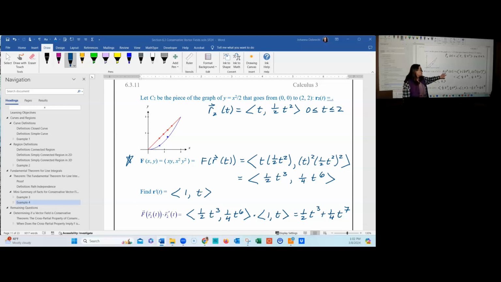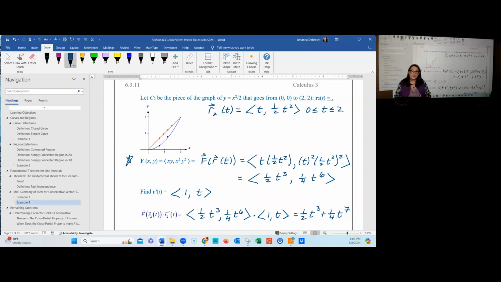Then we can substitute this parameterization into our vector field. When we do this, we get f of r of t will be xy for the first component. So t times 1/2 t squared gives us 1/2 t cubed. And the second component of f, x squared y squared, gives us t squared times the quantity 1/2 t squared all squared, which gives us 1/4 t to the sixth.